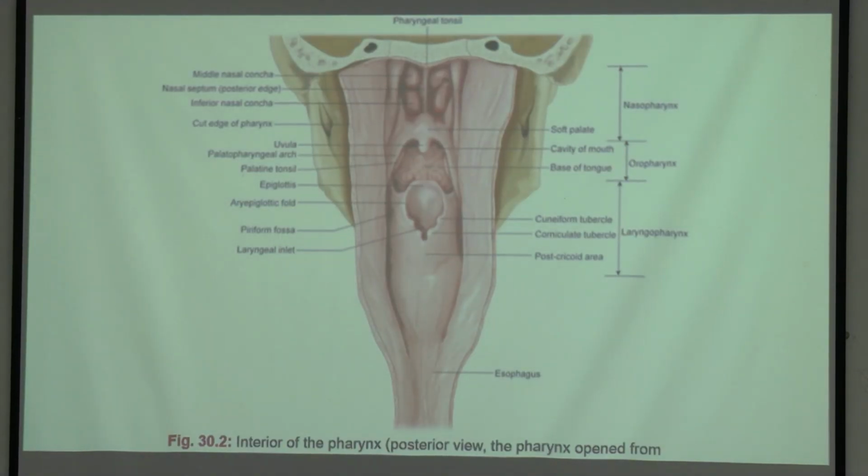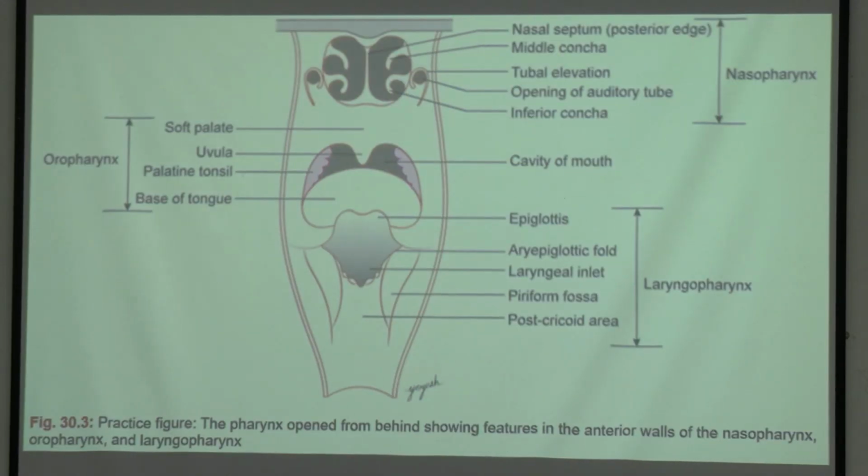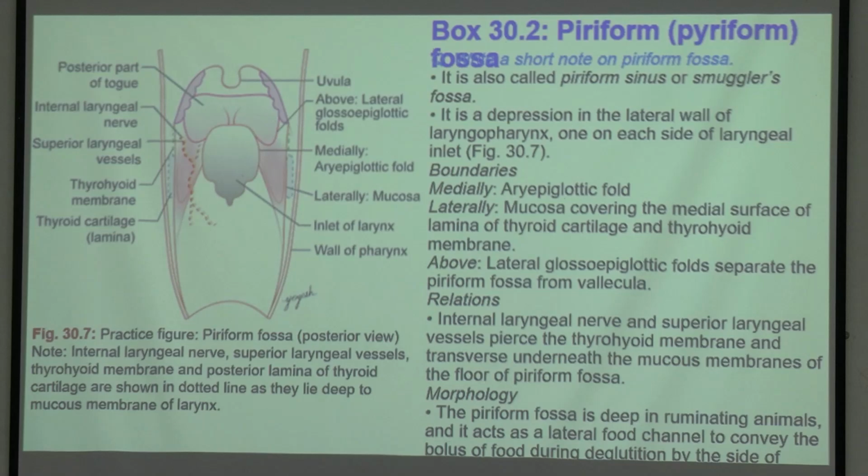Laryngopharynx, we have seen that this is the area of the laryngopharynx. Now what is the pyriform fossa? We can see this area is the pyriform fossa. This is the aryepiglottic fold. This is the epiglottis and this is the aryepiglottic fold.